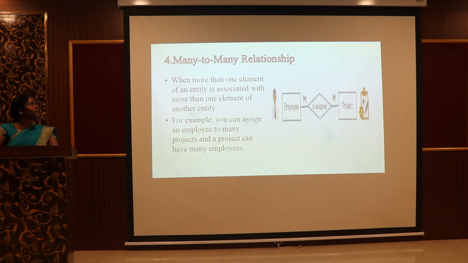And then the fourth type, many to many relationship. When more than one element of an entity is associated with more than one element of another entity, we call it a many to many relationship. For example, a group of employees do a project, right? A group of employees can be assigned to a group of projects. So we can call that a many to many relationship.